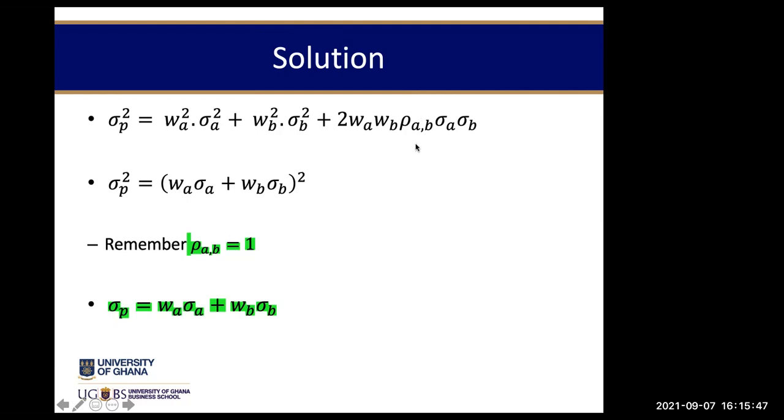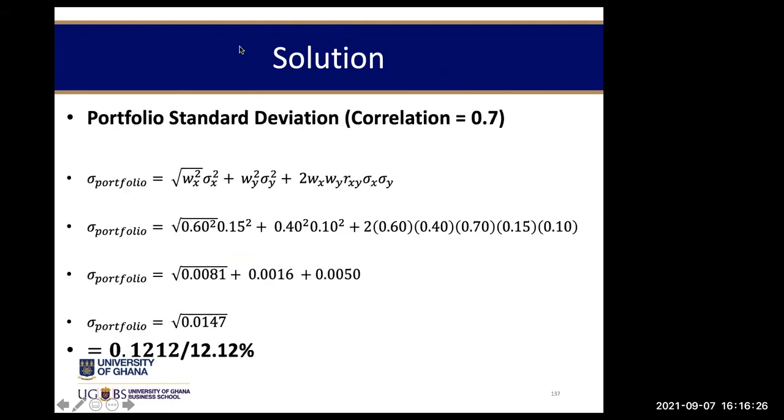Correlation, so you know what correlation is. How the 2 assets move together. Correlation between asset A and B. And sigma A, sigma B is the standard deviation of asset A, standard deviation of asset B. So let me take it again. This is weight of asset A squared times variance of asset A plus weight of asset B squared times variance of asset B plus 2 weight A, weight B, correlation between A and B, sigma A, sigma B, which is standard deviation of asset A times standard deviation of asset B.